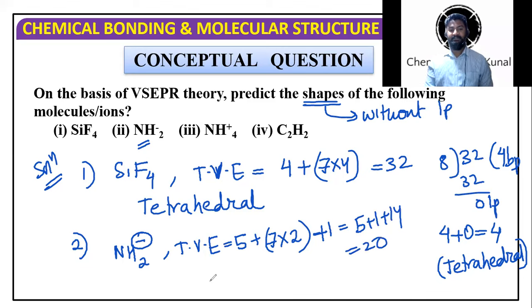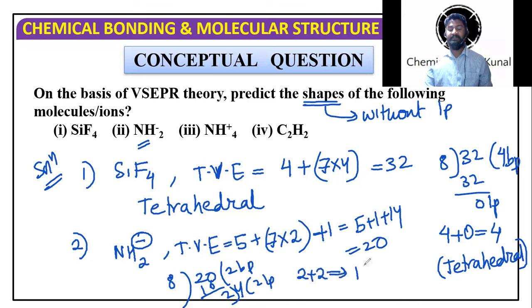With 20, if you divide it by 8, you get 2 bond pairs and 2 lone pairs. The sum is 2 plus 2, 4. So what is the geometry? Tetrahedral. But what is the shape? With 2 bond pairs and 2 lone pairs, how do we draw it? We know tetrahedral has this kind of structure, right?